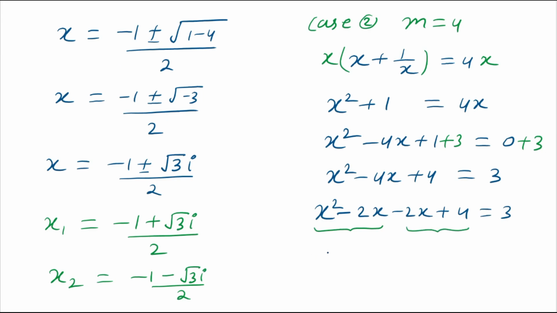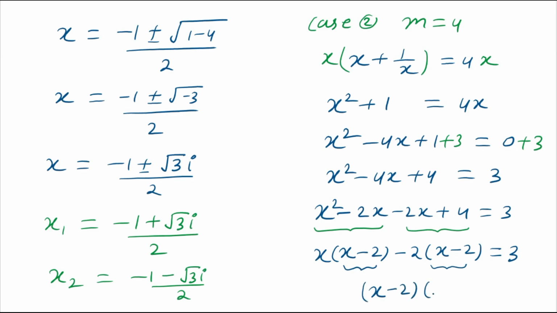In the first two terms, if we take common x, then you will get x square divided by x, then here x, minus 2x divided by x, then here minus 2. Here if we take common minus 2, and minus 2x divided by minus 2, then you will get x, plus 4 divided by minus 2, then you will get minus 2, and this is equal to 3. Now here if we take common x minus 2, then you will get x minus 2 and x minus 2, and this is equal to 3. Now x minus 2 times x minus 2 is x minus 2 whole squared, and this is equal to 3.